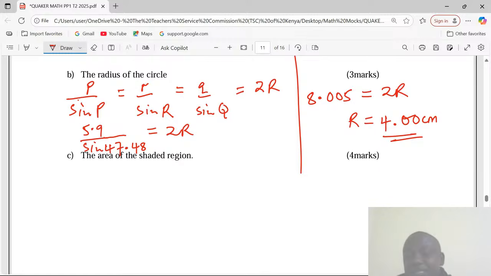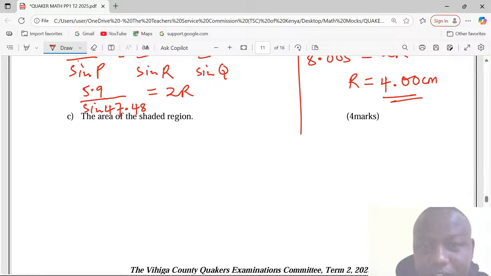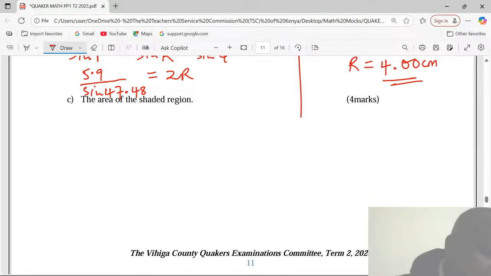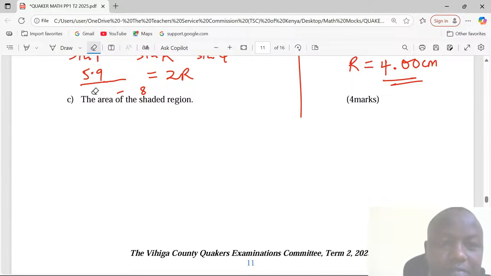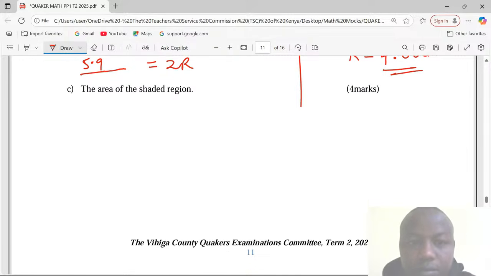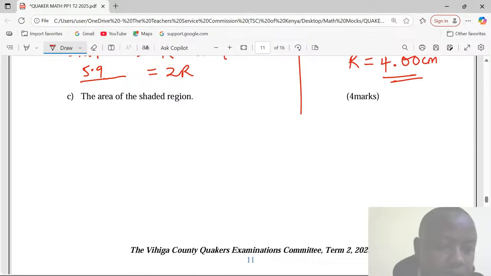4.00 centimeters. And finally, find the area of the shaded region.